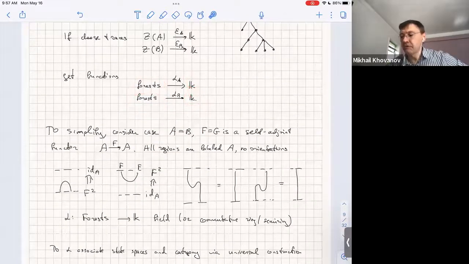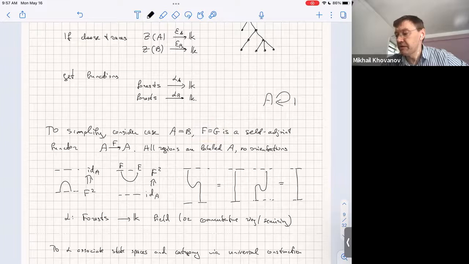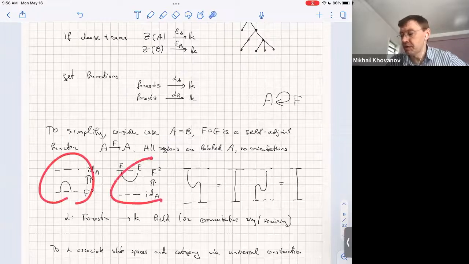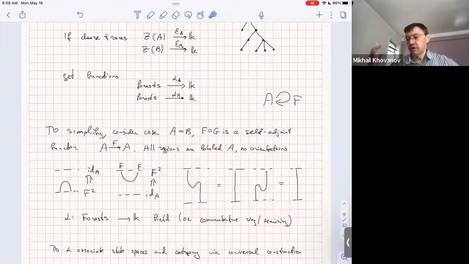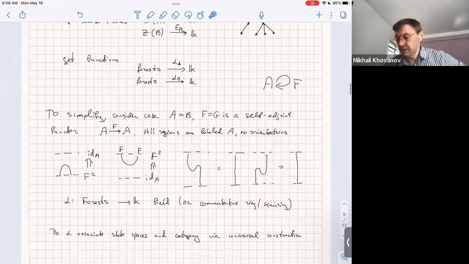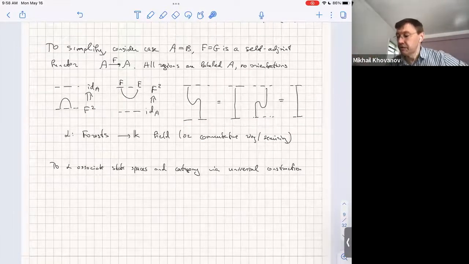And so to simplify the bookkeeping, in our paper we did the case when the two categories are the same, and the functor F is equal to the functor G. So you really just have a category A and a functor F which is biadjoint. If it's biadjoint, then you just need two maps, these two maps for biadjointness, and without orientation, you don't need to orient now. You only have two relations. So F is a self-adjoint functor. And then we don't need to worry about these checkerboard colorings by A and B. Everything is colored by A, all the regions colored by A.